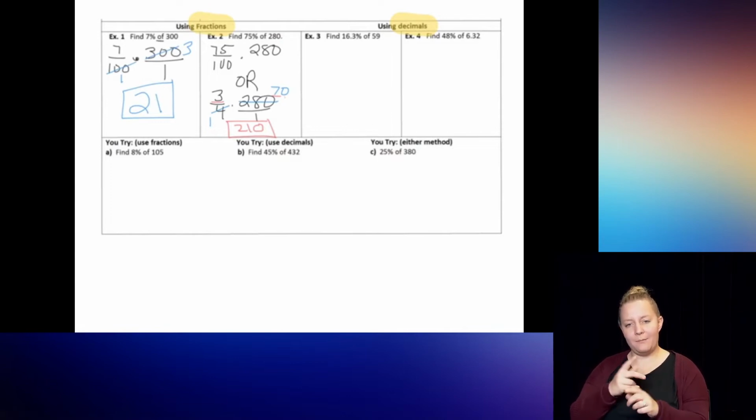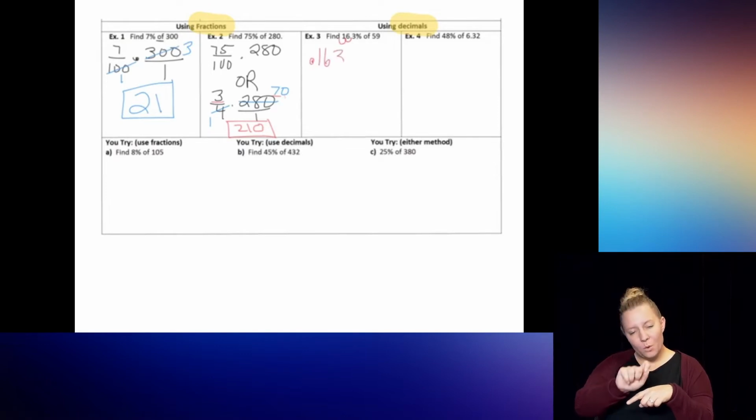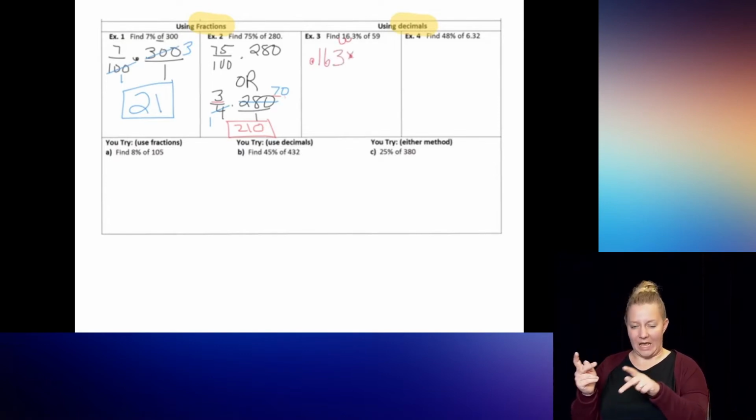Examples 3 and 4, we're going to use our decimal method, which means instead of putting the fraction over 100, we're going to move the decimal to make it tenths hundredths. So I'll take this decimal and go tenths hundredths. That's like dividing by 100. And so it would be 0.163 times, or if that's going to get you confused with your decimal point, you can do a little x, but don't get it confused with the variable x, 59.